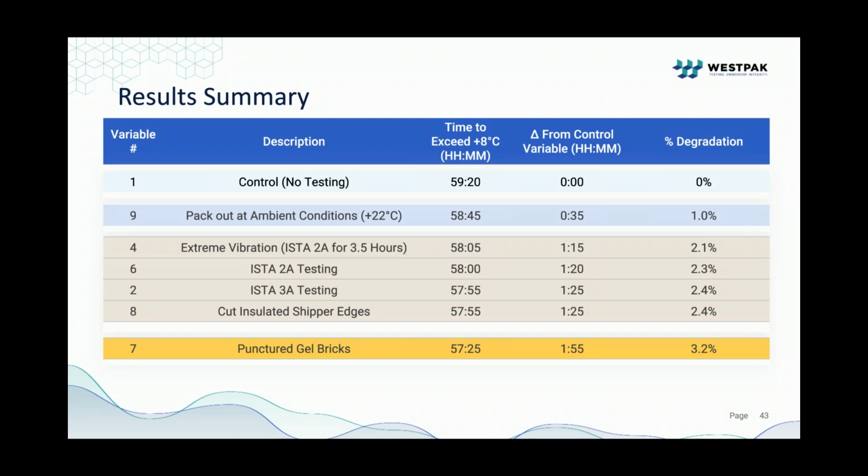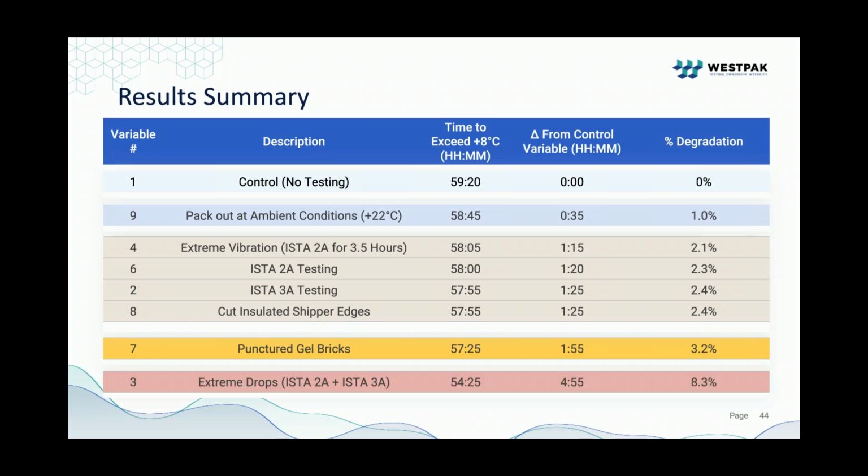Punctured gel bricks, we categorize this as the next category, and this one failed almost 2 hours before. 2 hours before, take a percentage, 3.2% degradation. It failed a little faster, but quite honestly, not that much faster than what we expected.